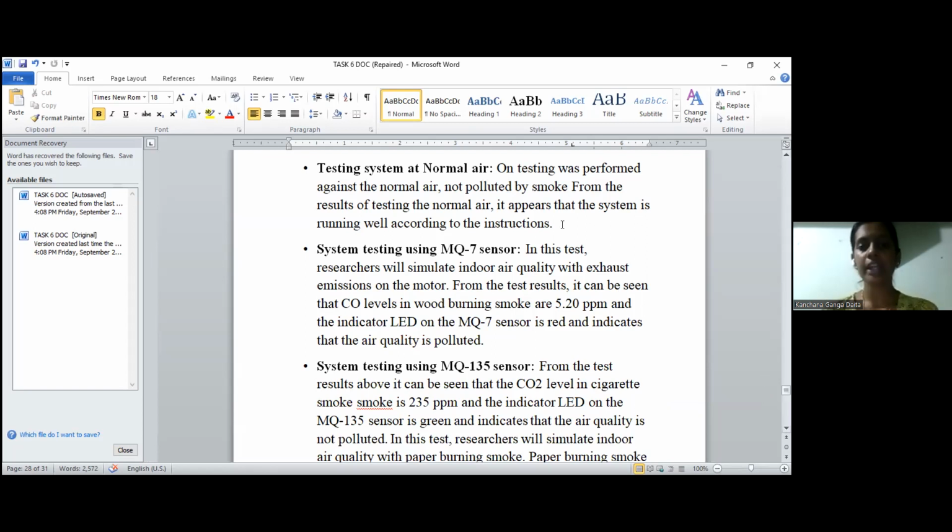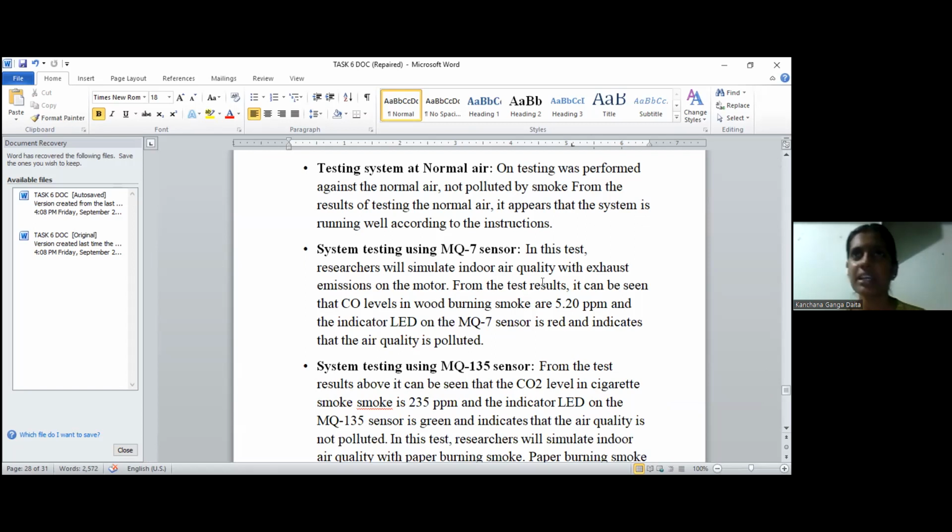So firstly, at the normal age, we'll not even pollute the air by any cigarette smoke or any gas smoke, etc. We just leave the system as it is, the atmosphere as it is, and then we'll perform the testing. The system using MQ135 will be, it's done in the indoor air quality monitor. For example, in the indoor purposes, we'll do.